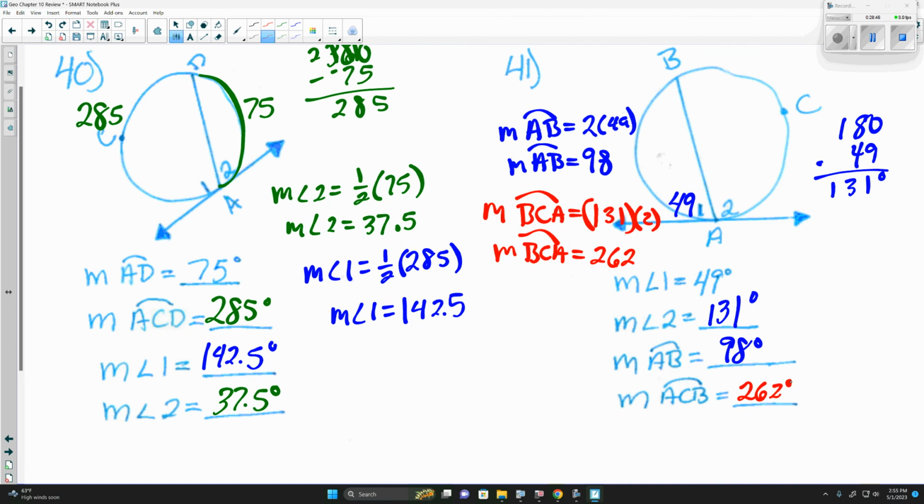Questions on how we found 40 or 41? Because I think we should be closing in on the end.